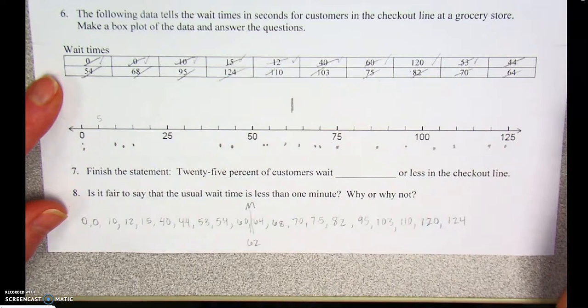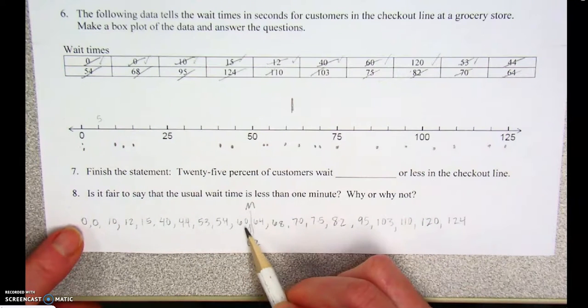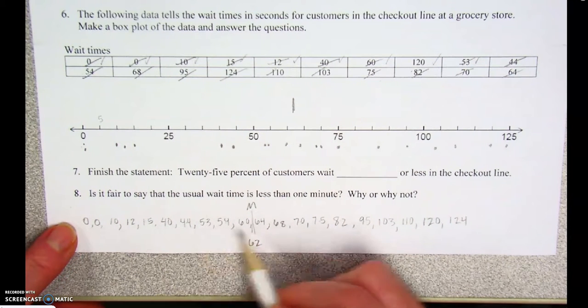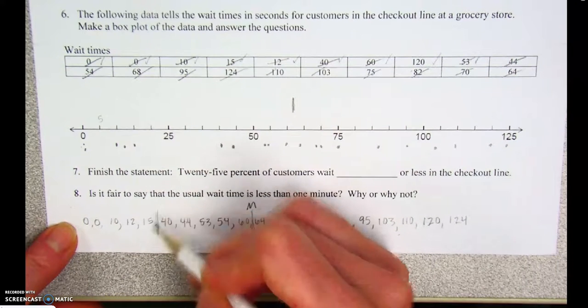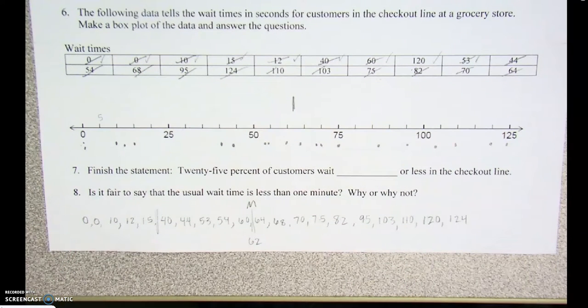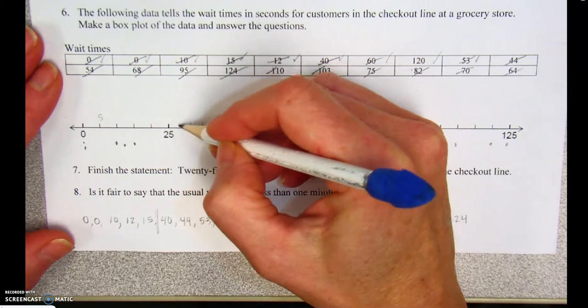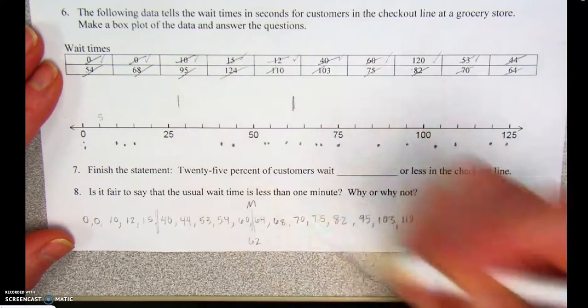Then I have to find the lower quartile, Q1. So there's 10 items here. Go 5 in each direction. 1, 2, 3, 4, 5. Oh my, what is halfway between 15 and 40? 27.5, I hope. About right there.